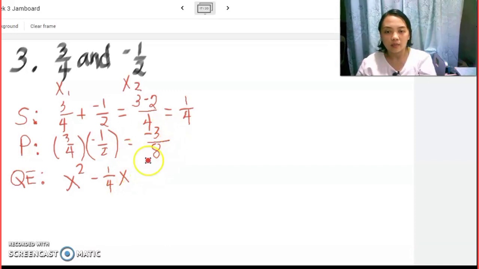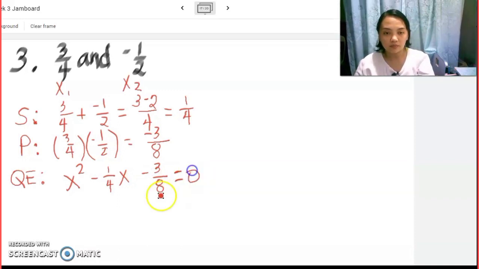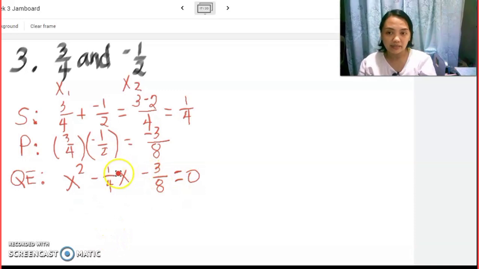Copy the product, which is negative 3 over 8 equals 0. Okay, is this our final answer? Not yet, because there is a fraction. So how do we remove the fraction? Easy. Look at the denominators, 4 and 8. What is the LCD of 4 and 8? Okay, very good. So all you have to do is multiply both sides of the equation by 8.